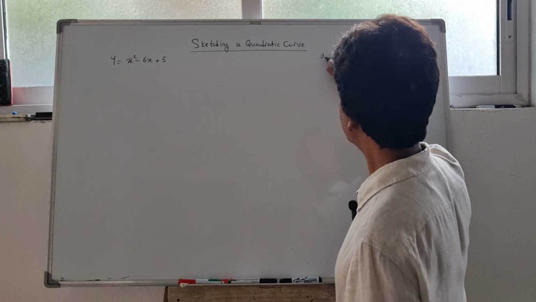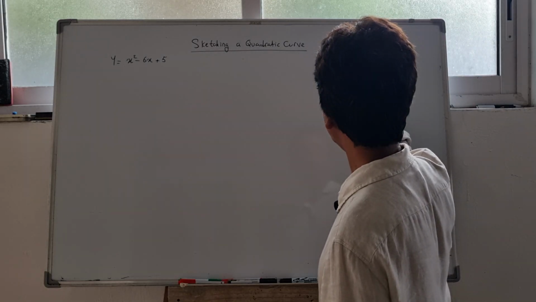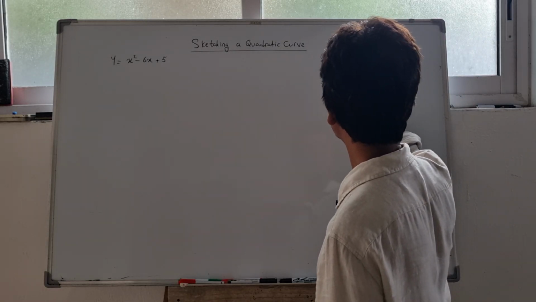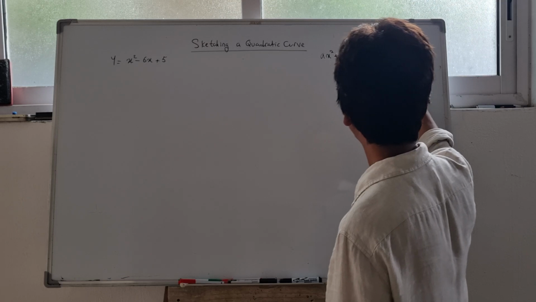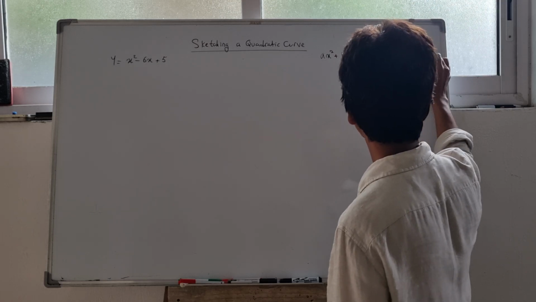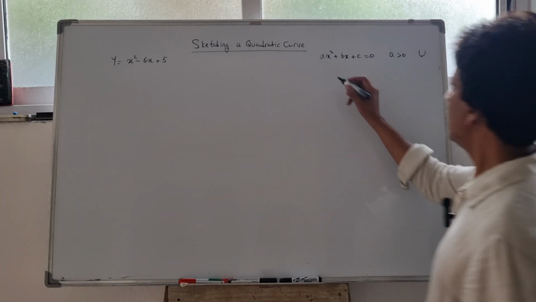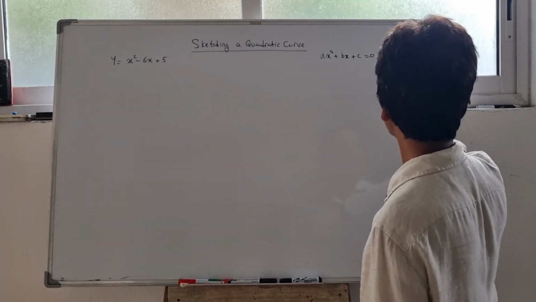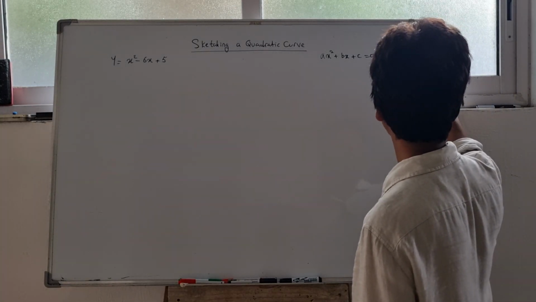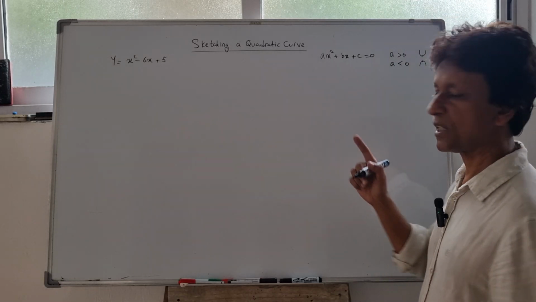We need to remember that a quadratic curve is of the form ax squared plus bx plus c is equal to 0. Now, if that value of a is greater than 0, then we have a minimum point. The curve is going to be a U shape like this. Whereas if a is less than 0, the curve will have a maximum point. It's going to be an inverted U shape.